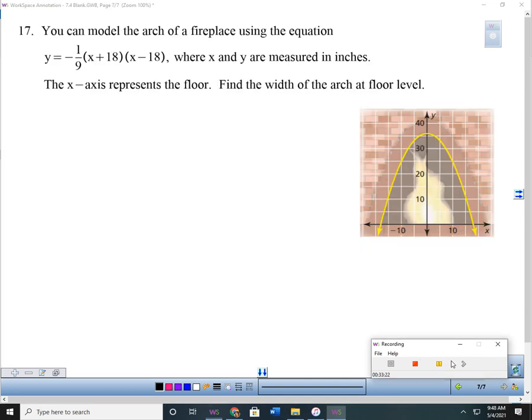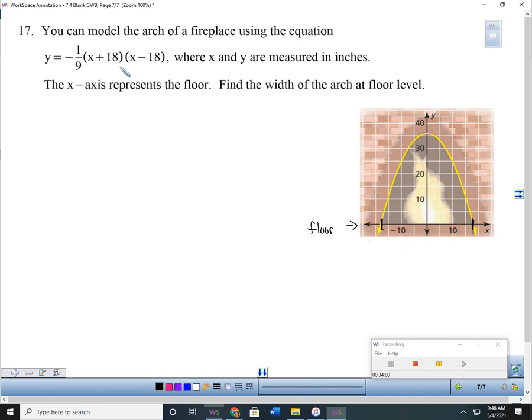You can model the arch of a fireplace using this equation, where x and y are measured in inches, and the x-axis represents the floor. Find the width of the arch at floor level. Okay, so your x-axis, this is the floor, right? This is the floor. Okay, and I've got this lovely fireplace, and they want to know the width of the arch. In other words, from here to here at the floor, right?